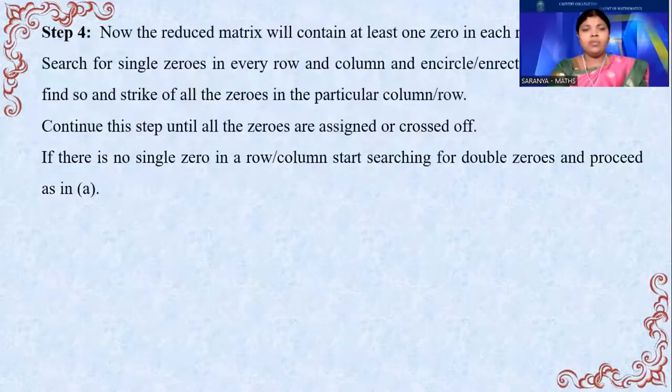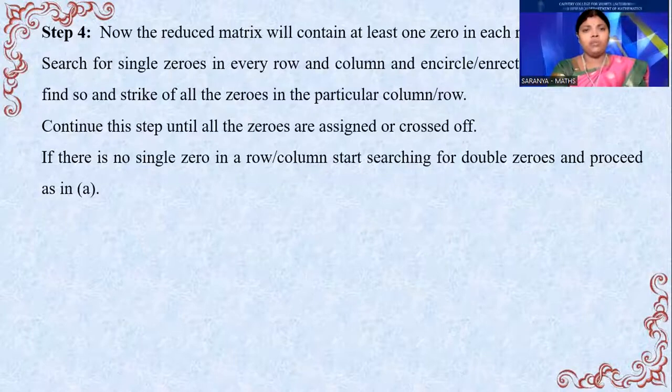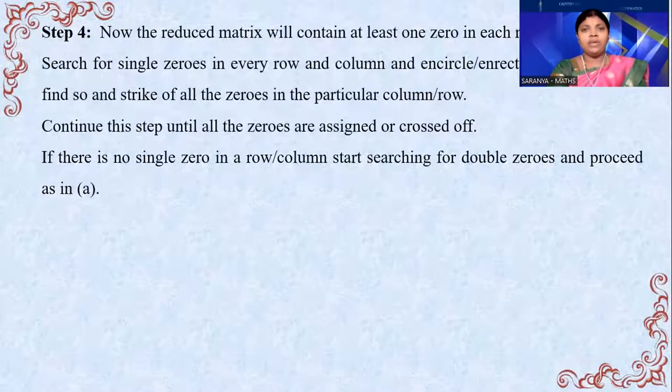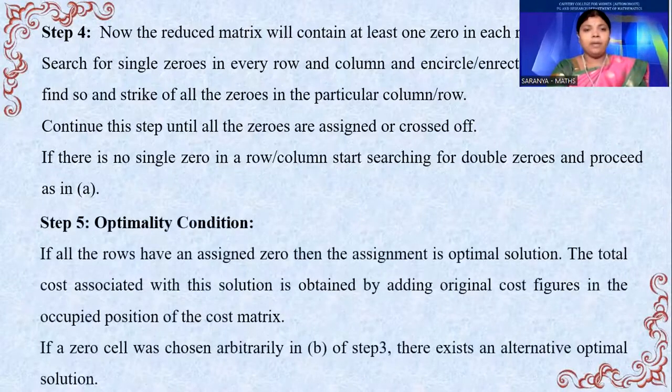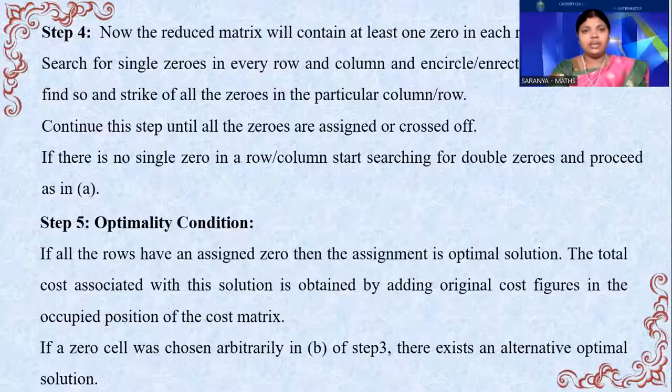Step 4. Now we search for a single zero row wise and then we move on to column wise. When we find a single zero, assign that zero and cross off all the zeros lying in the corresponding row or column of that zero. Continue this procedure until all the zeros are crossed off or assigned. Step 5. Optimality condition. If all the rows have an assigned zero, then the solution is said to be optimal.